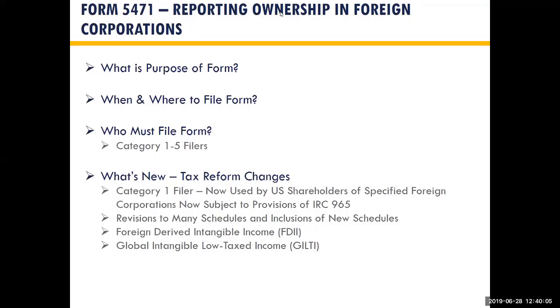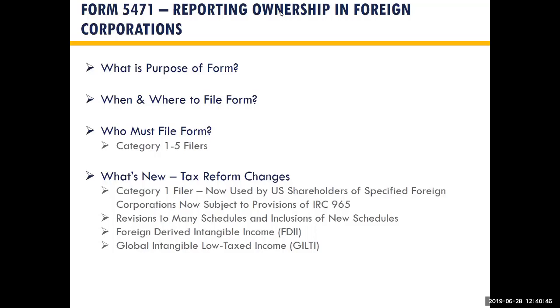Category 4 is a U.S. person who had control of a foreign corporation during the year. I'm going to point out that U.S. person is defined the same as for FBAR: citizen, green card holder, or basically a domestic corporation, partnership, trust or estate. Control is defined as more than 50% of total combined voting power, or more than 50% of total stock value across all classes of stock.